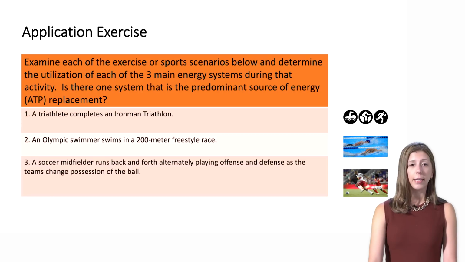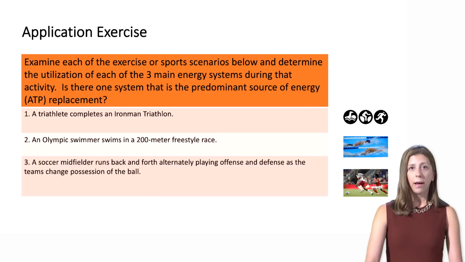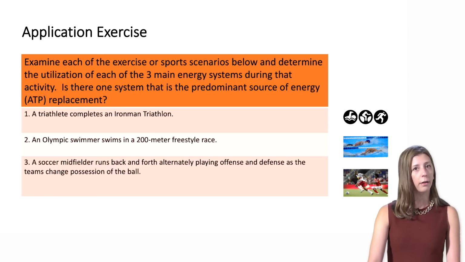The first idea here is you have a triathlete completing an Ironman triathlon. You need to think about that in the context of multiple events, some swimming, some running, some biking, going for a pretty long period of time. So certainly more of an endurance event. Scenario 2, you have an Olympic swimmer swimming in a 200-meter freestyle race, so a much shorter event, not endurance at all. And scenario 3, you have a soccer player, a midfielder, constantly running back and forth, alternately playing offense and defense as the teams change possession of the ball. So here you have more of this intermittent kind of physical activity, running back and forth.